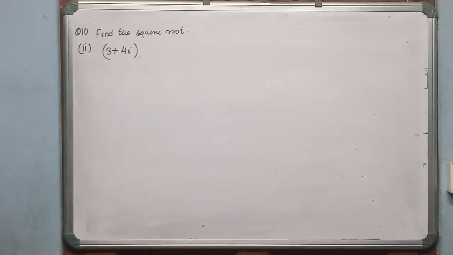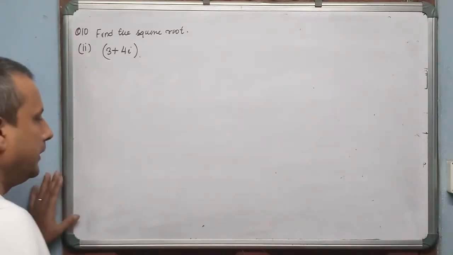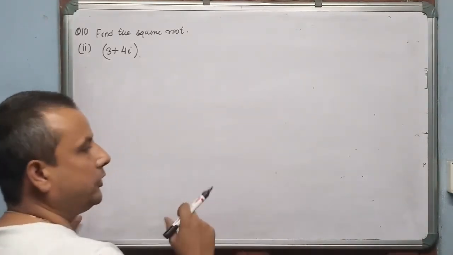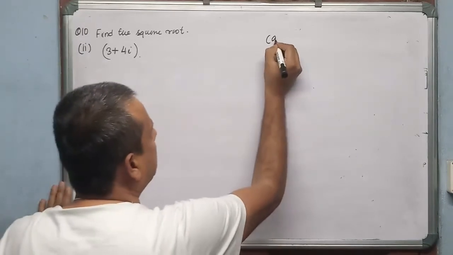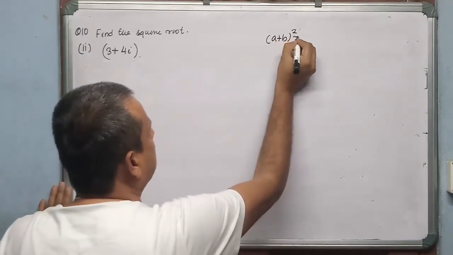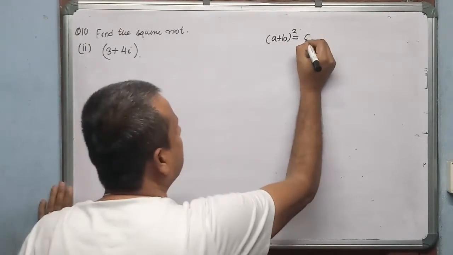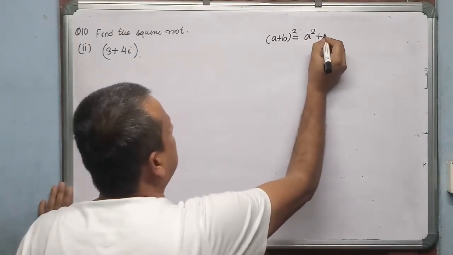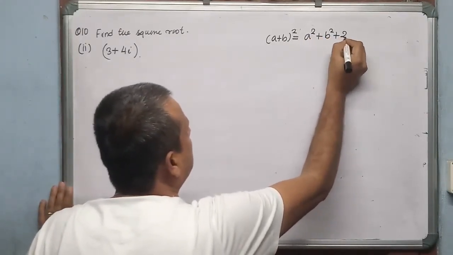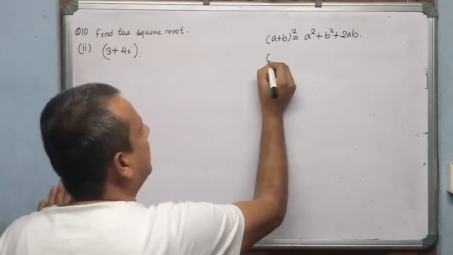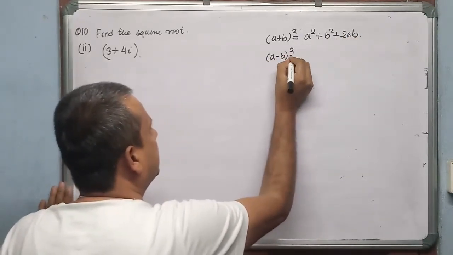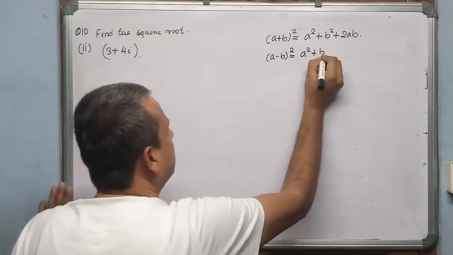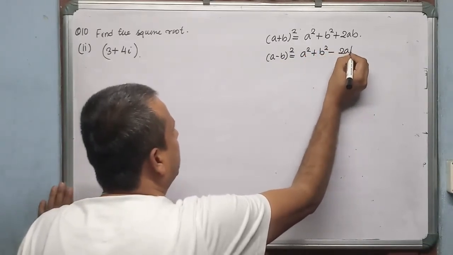Now the next topic is to find the square root of a given complex number, and this concept is very important. Now try to understand this concept. To find the square root, you have to convert the given complex number into perfect square form, that is in terms of (a plus b) whole square. And the formula of (a plus b) whole square is a square plus b square plus 2ab. Then (a minus b) whole square is equal to a square plus b square minus 2ab.